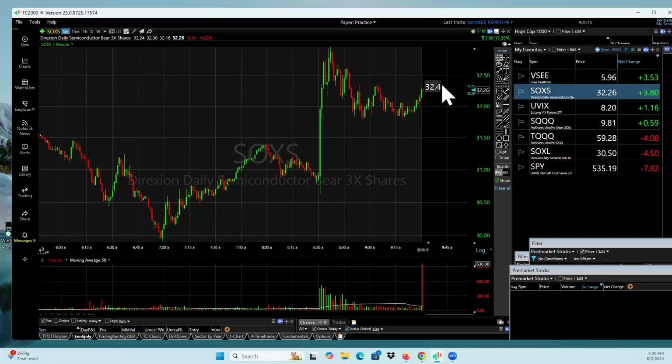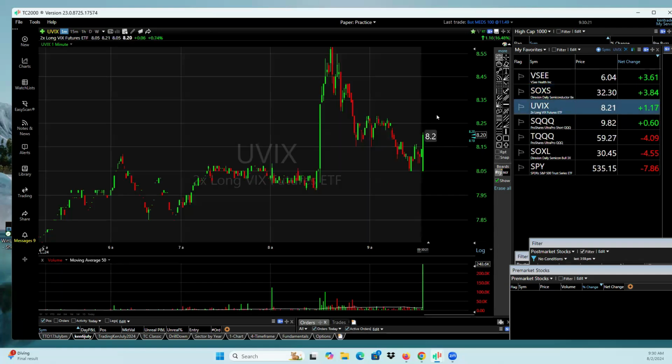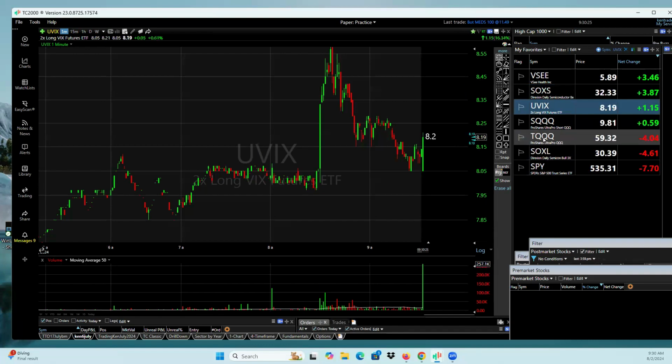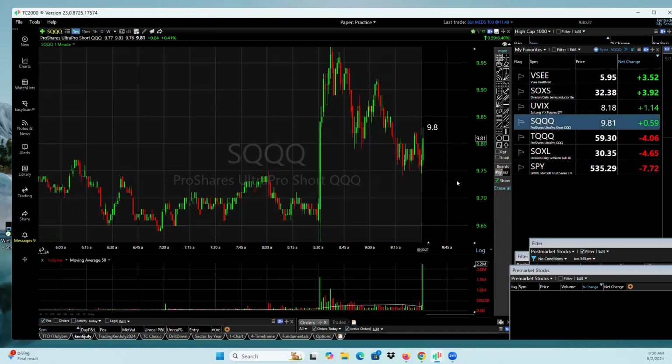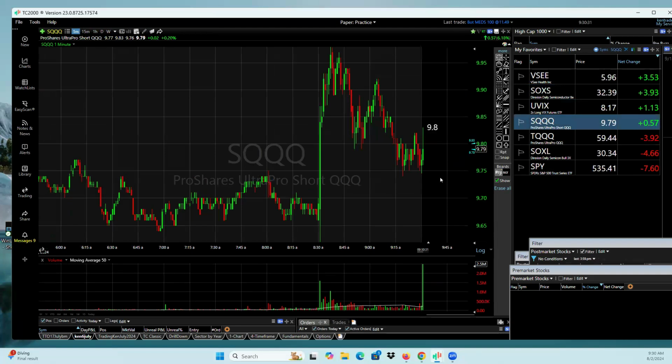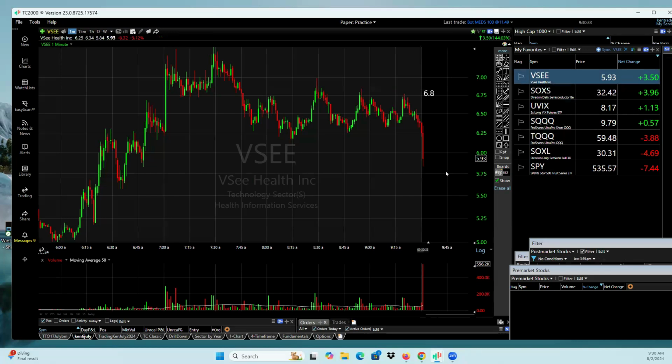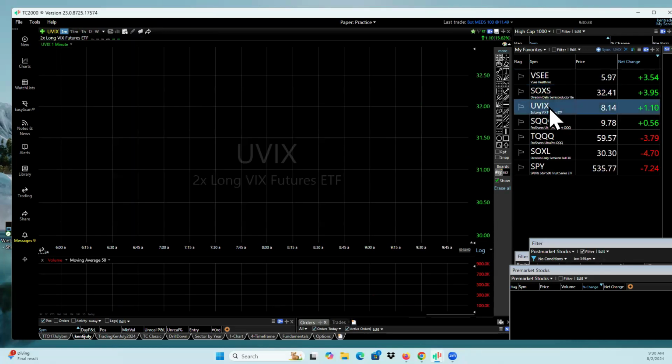SOXS long over 32.4, I want to hit that, and UVIX, I want to hit that one over 8.2, or 8.3 as it runs up. Let's lock and load, get ready for action here. 9.8 is the next trigger for SQs. BSE, not going to play bounces, just like breakouts.